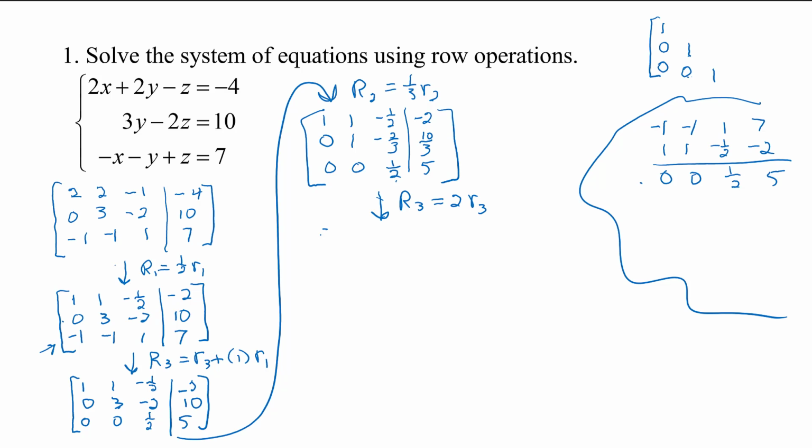And it looks like we're about done here. We have our row 1 is 1, 1, negative 1/2, negative 2. Row 2 is 0, 1, negative 2/3, 10/3. Row 3 is now, multiplying through by 2, 0, 0, 1, 10. All right, and this is about as far as we can go in row reduction.